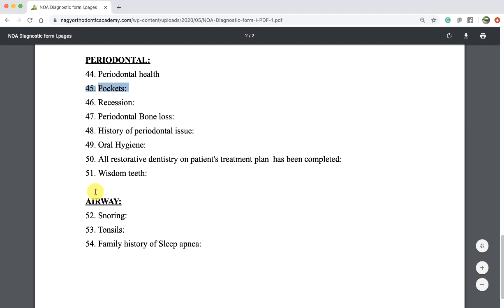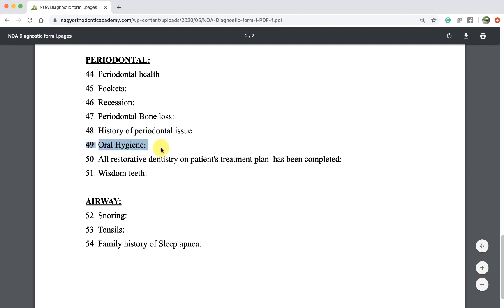And then here you're going to come under pockets. Does the patient have any pockets? Should be normal. Does the patient have any recessions, mild, moderate, generalized, localized, and you would put all that information here. Periodontal bone loss. Patients could be healthy now, but maybe they had bone loss in the past, so you have to put that here. History of periodontal issues and disease, so that's where you would put here. Maybe the patient has had periodontal treatment before.